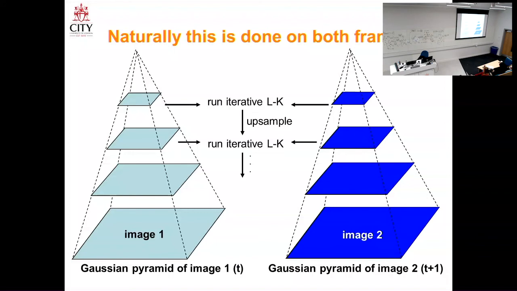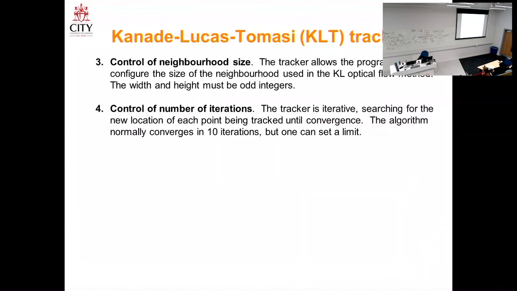And you can do this on both frames, okay? If you've got a video sequence, you can do it on frame t plus 1, and then iterate to get the full solution. The other things you can control are the neighborhood size, so how big of a neighborhood you're using to compute the tracker, and the number of iterations.